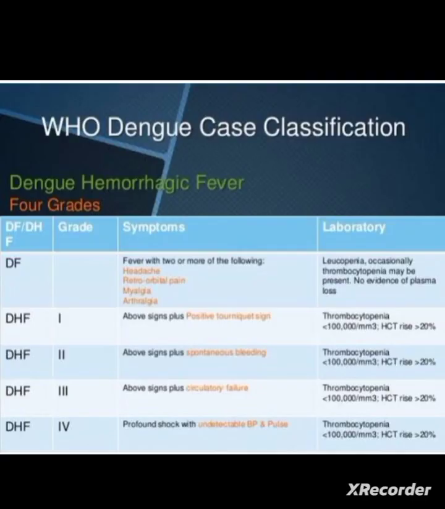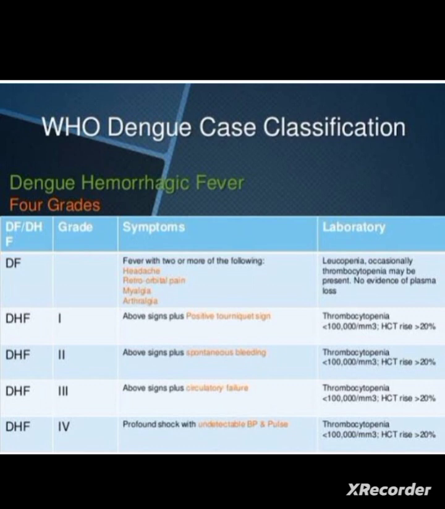In classical dengue fever, we have seen that the patient will have headache, retroorbital pain, that is pain in the eye, and redness will be present. Myalgia will be present, arthralgia will be present. Along with that, there will be leukopenia and thrombocytopenia. So that is the general features of dengue fever.